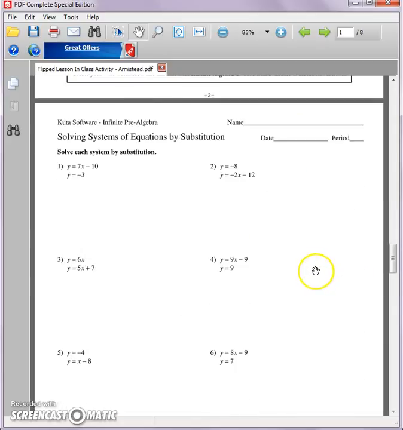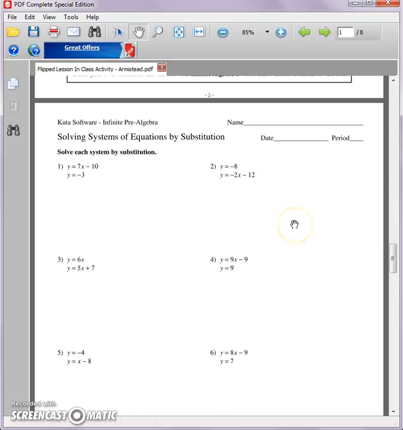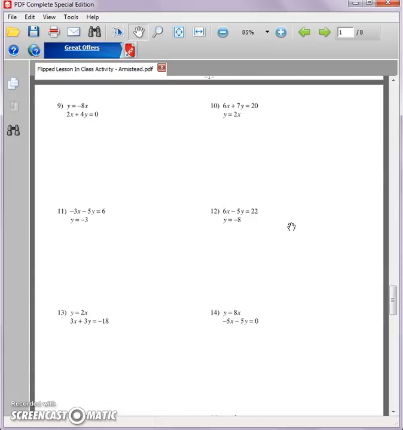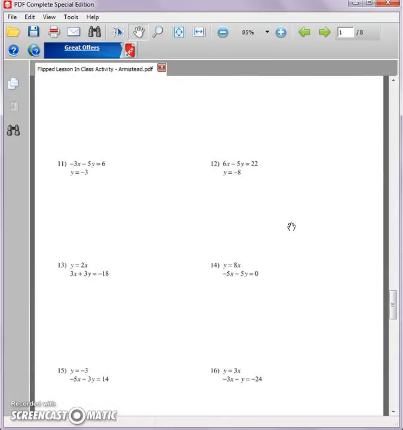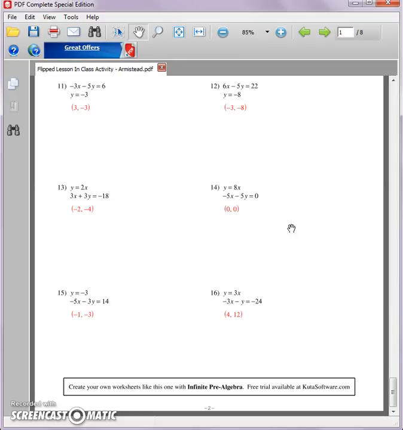As you can see here, the next couple of pages start to lead into the next topic that we're going to be covering in class, which is solving systems of equations by substitution. There are 8 questions on this page that involve substitution, and then questions 9 through 16 on this page that involve substitution. The next 2 pages of this, of course, contain the answer key as well.